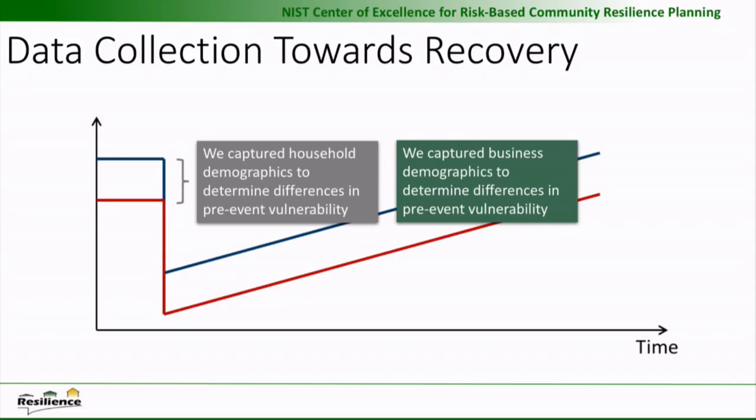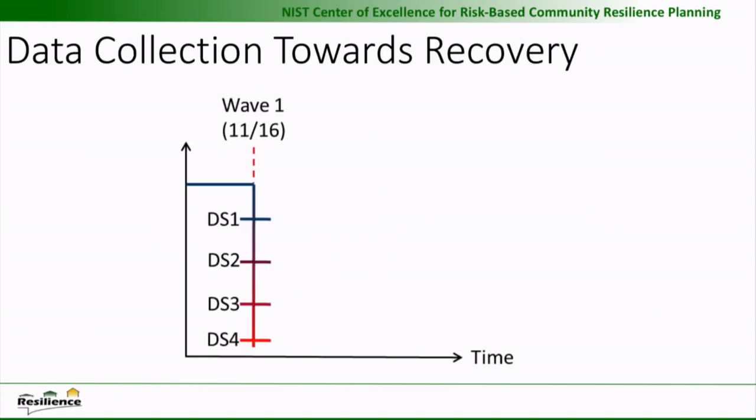We did this for businesses as well, and we used business sector, tenure status for the business, whether they rented or owned the building, age of the business, as well as the business ownership structure to indicate what the pre-event vulnerability for the businesses was. We talked about damage already, so we captured damage.